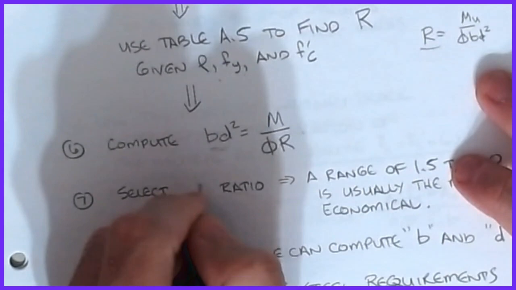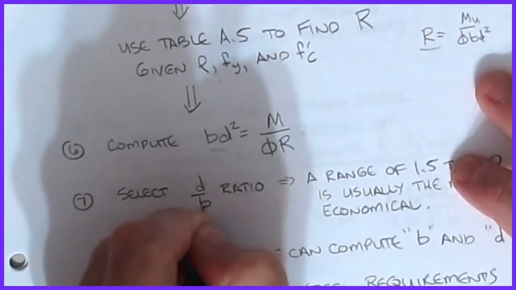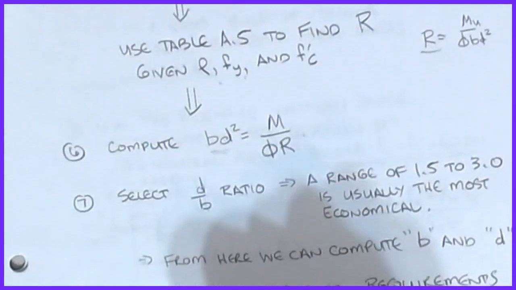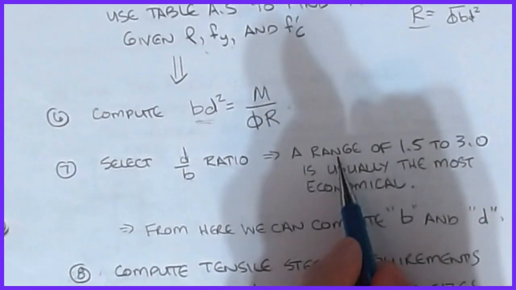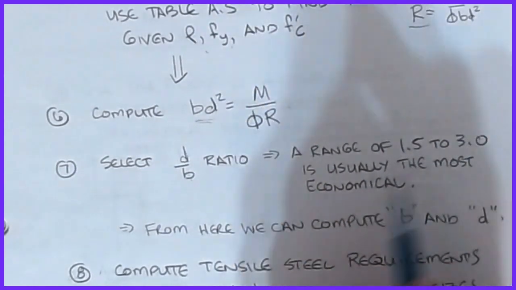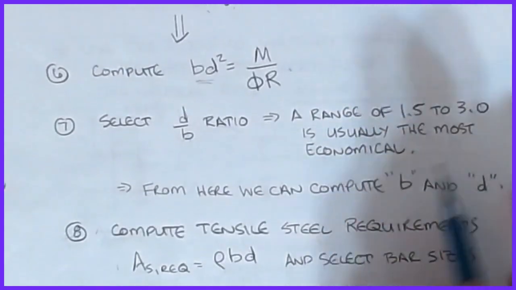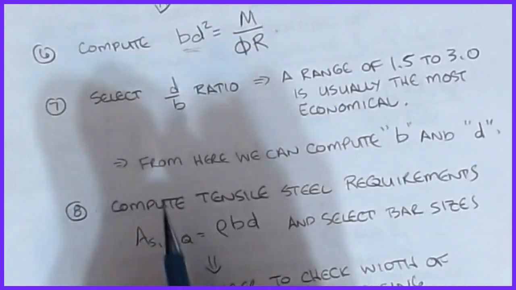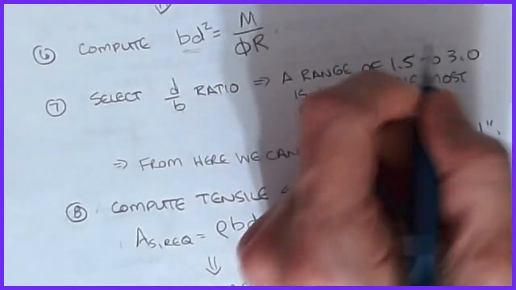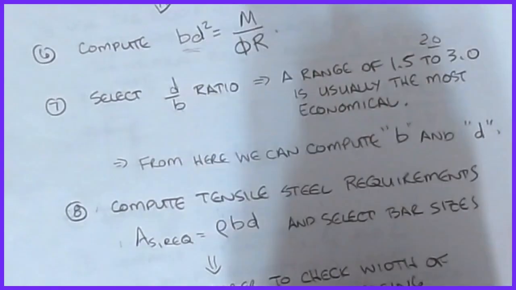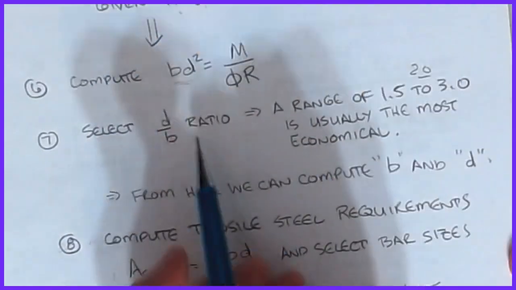That should be a D over B ratio, that the depth to the width ratio is somewhere between 1.5 and 3 is usually the most economical. Again, this is just kind of a rule of thumb. Okay, and so from this, if I make an assumption, I like to use 2.0, it's pretty common as a value there for that ratio.